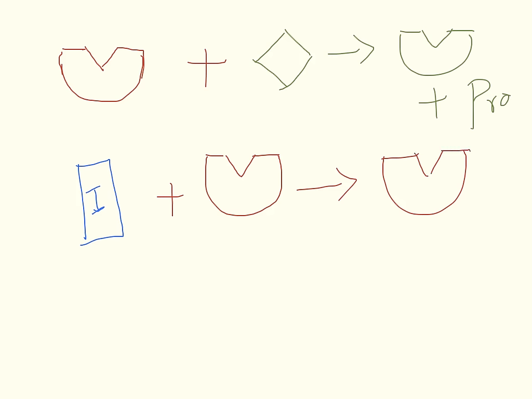So let's say something like this, at some other site. It doesn't have to be the active site. So it will say bind somewhere here. So it will bind here, let's say, and then it will change this, it will distort this. So by binding here, it will distort the actual active site, and so our substrate cannot bind here at this point.